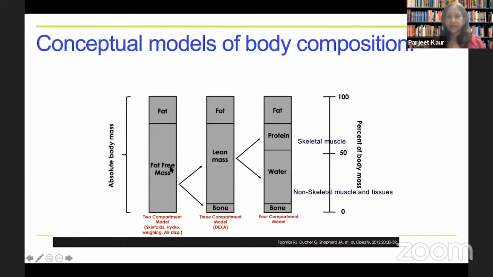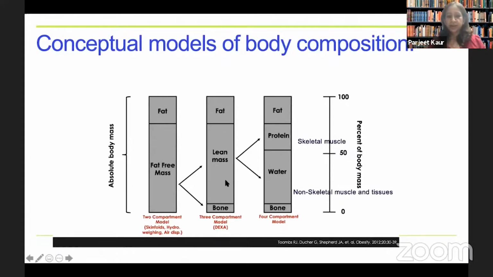Here, the fat free mass will contain everything else besides fat, which will be organs, skeletal muscles, tissues, water, and everything. Most of our body composition assessment methods, which are widely available in use, are based upon the two compartment model only, including your skin folds, the air displacement plethysmography, the BIA.